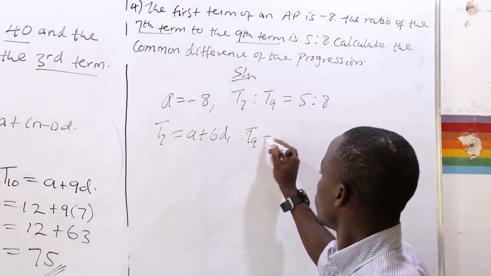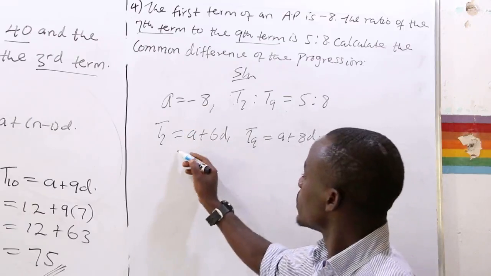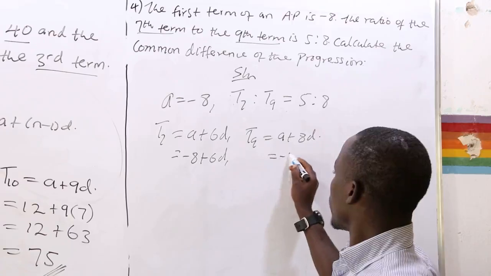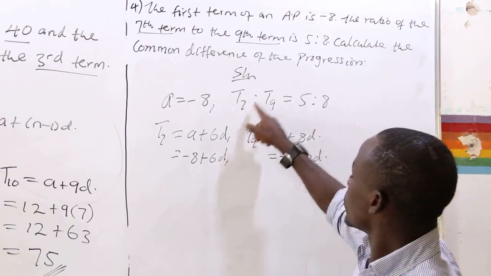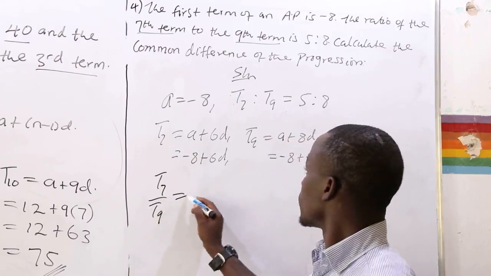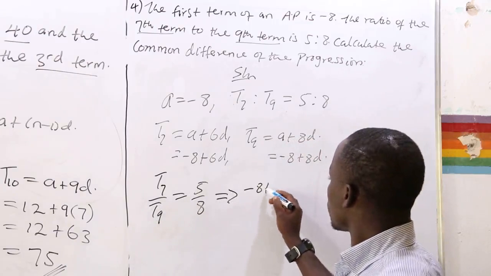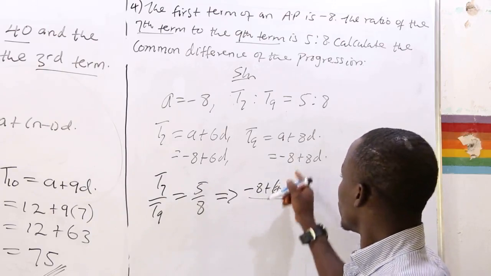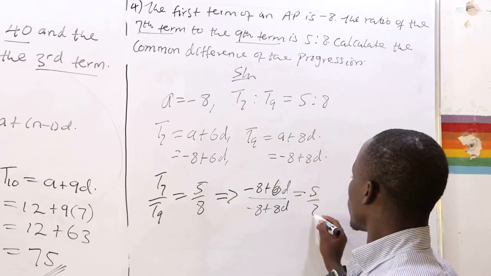Ninth term is a plus 8d. That means that our a is minus 8, remember? So this one is minus 8 plus 6d, and this one is minus 8 plus 8d. So the seventh term to the ninth term ratio, 5 to 8. That is t7 over t9 is the same thing as 5 over 8. And that implies that minus 8 plus 6d as our seventh term divided by the ninth term, minus 8 plus 8d, is equal to 5 over 8.